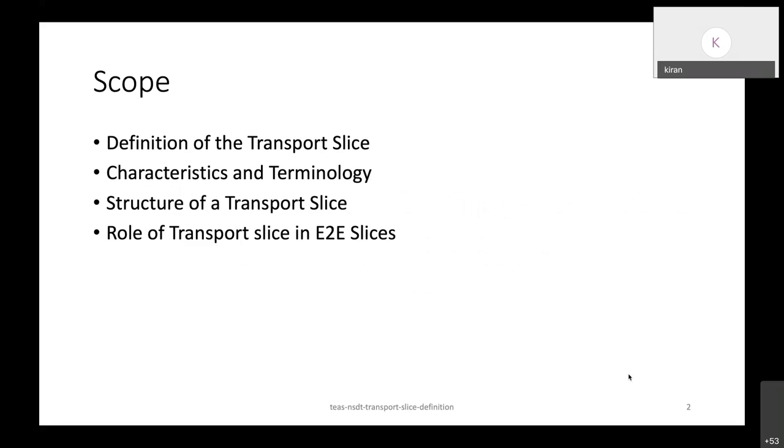Since we are talking about this document for the first time, this is pretty much the outline and the way in which we have written the document. It has the definitions, some description about it. And since we could not cover everything in the definition, there's a section on characteristics that develops the different aspects of the slices. And finally, we have the structure of the transport slice. Next slide, please.